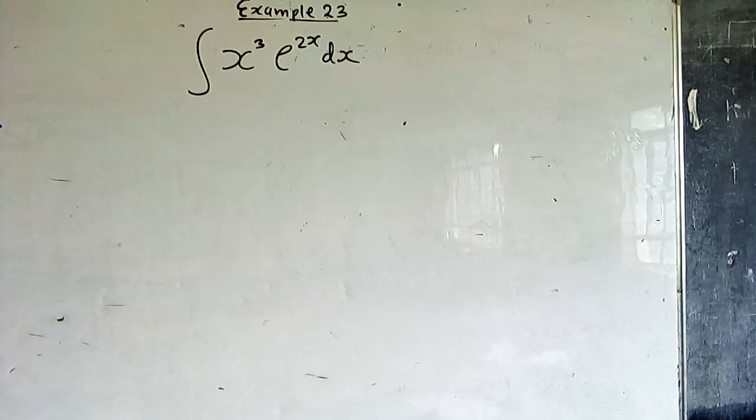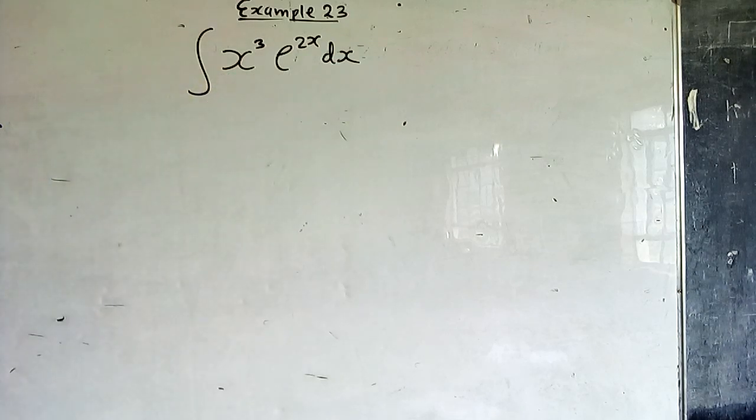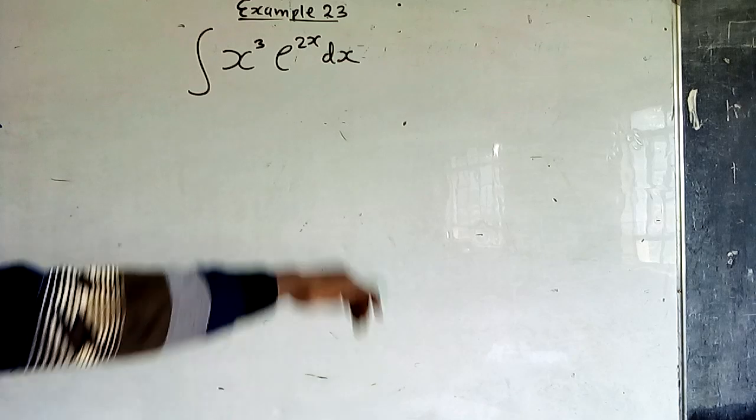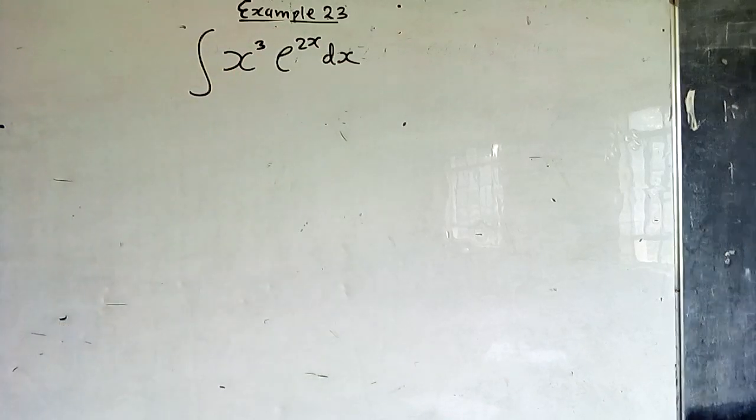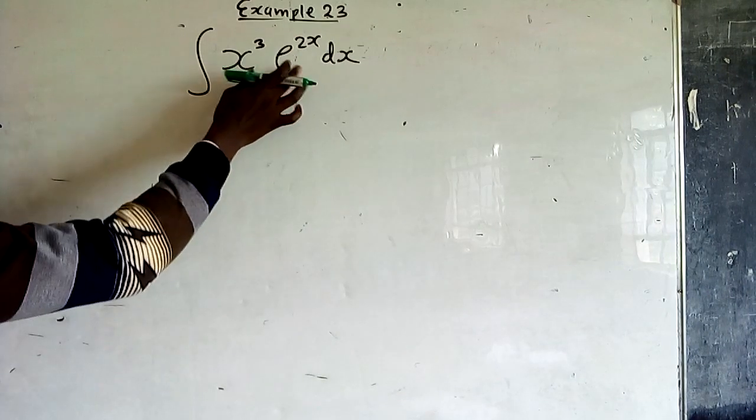Evaluate the integral of x cubed exponential 2x dx. You can see the inner function of an exponential function, and the derivative of the inner function is a constant. So you use integration by parts, since it is a product of two functions, isn't it? Are we together? If the derivative of the inner function is not a constant, then it is not integration by parts. Okay? So this is a product of two functions.